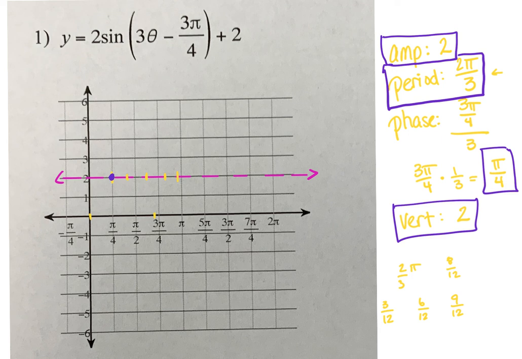At 1/4, I am at my highest point. My highest point is 2 away from where I am right now. So I'm going to go up 2, which is going to take me up to here. Halfway through, I am back at my midline. 3/4 of the way through, I am 2 below my midline. And I end back at my midline. And so my graph is going to look something like this.